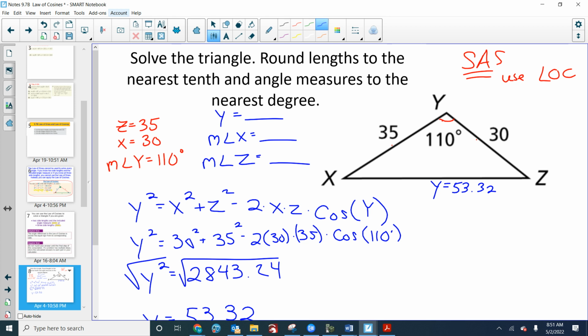We could use the law of sines now, can't we? All right. So we'll do the law of sines, and let's say we want to find z first. We'll do the measure of angle z. Sine of angle z over 35 equals the sine of 110 over 53.32. Now, we've done enough law of sines.